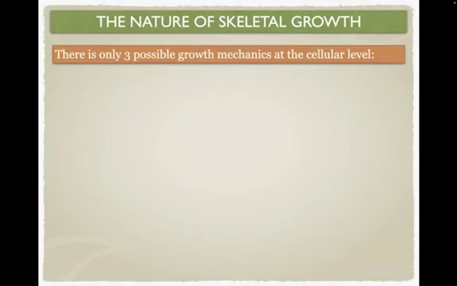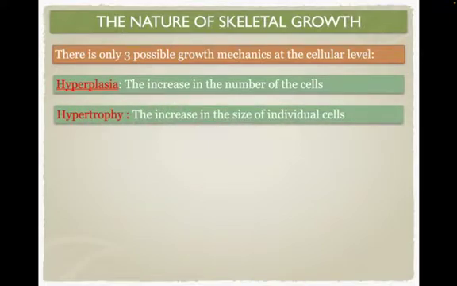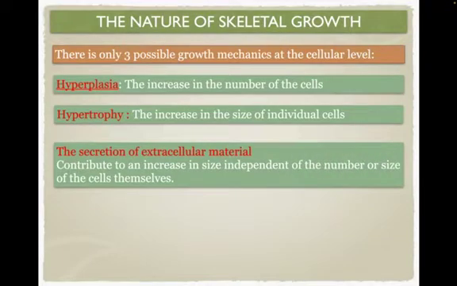Now, how do organs grow? There is a mechanism, or a nature, of the growth. It happens at 3 levels. The first one we call hyperplasia, in which there is an increase in the number of the cells. Then we have hypertrophy, which is an increase in the size of the individual cells. And we have the secretion of the extracellular material.